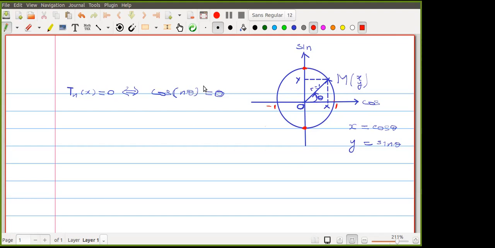The first thing, if the angle is pi by 2, I will be here. So if theta, let me write it here, if theta is equal to pi by 2, cosine theta is 0. And if I'm here, this is 3 pi by 2. If theta is 3 pi by 2, cosine theta is also 0. So meaning that I'm either here or there.